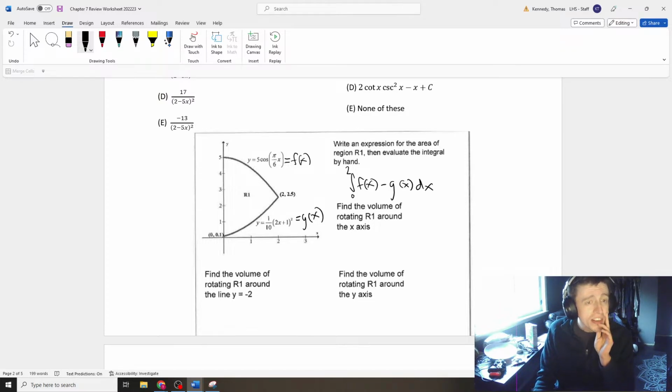Find the volume rotating around the x-axis. Cool, that's this direction. That's kind of the easy one here. Because if we rotate around this line, our outside radius is just the height of f of x. Our inside radius is just the height of g of x. So it's just same bounds as the area, pi, and I just do f of x squared minus g of x squared dx.